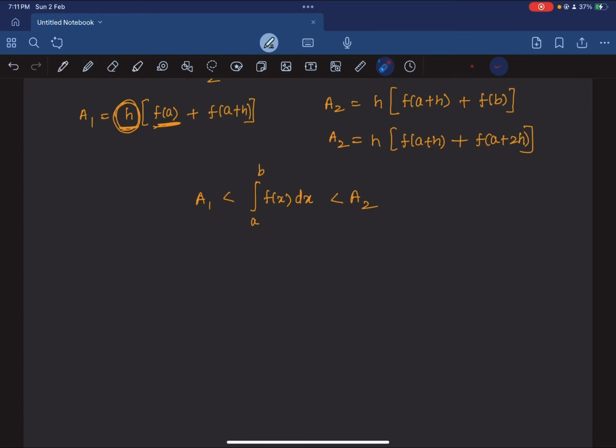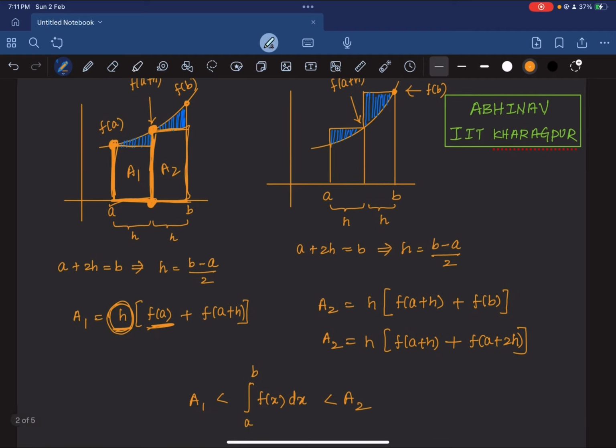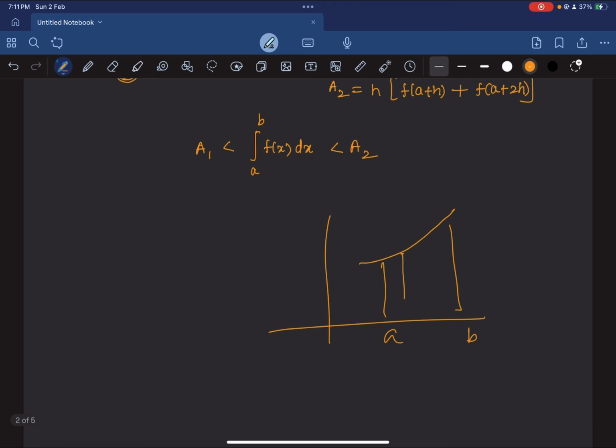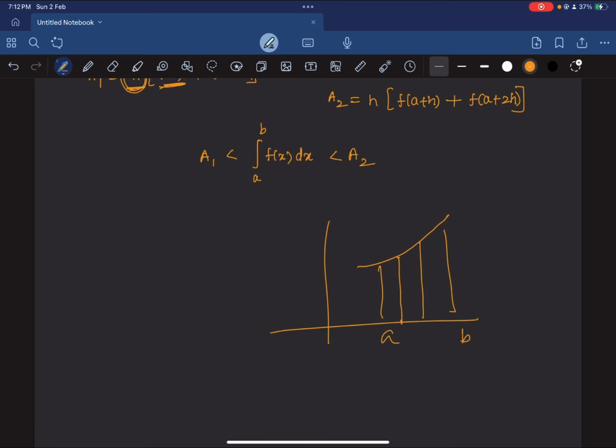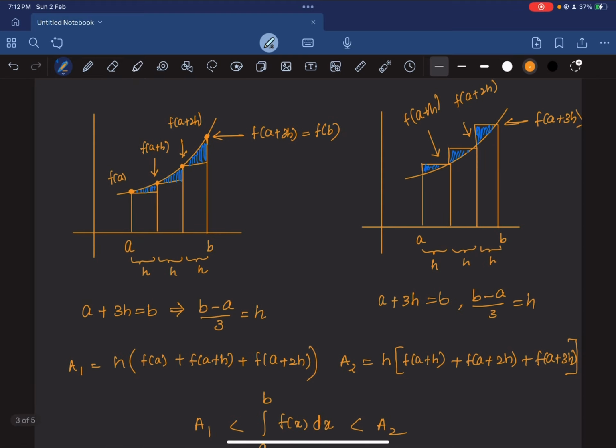So this is a, this is b. Till now we made only two rectangles. What happens when we make three rectangles? Okay. So we are going to explore that case in the next page. All right. So here your a and b are fixed. So instead of making two rectangles, now I made three rectangles and the width of each rectangle is the same, which is denoted by h. All right.